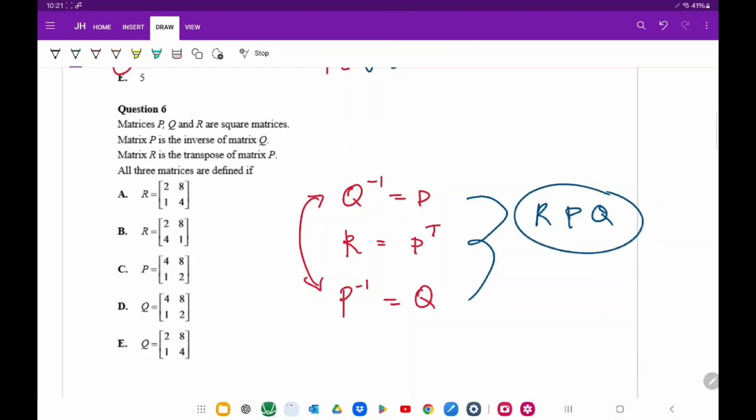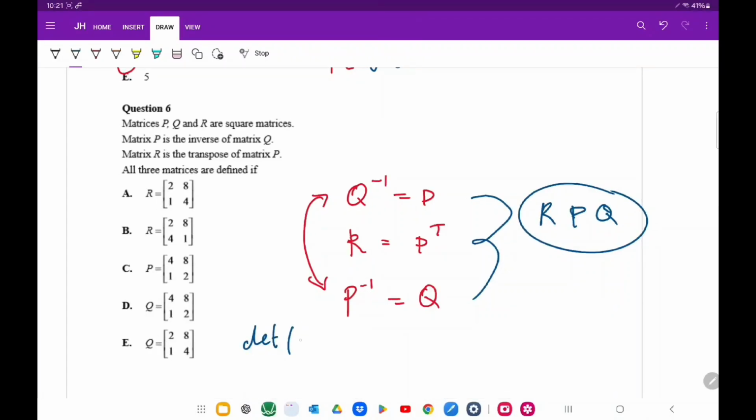So if one is not defined, the other one will also not be defined. Let's have a look at the determinants, because remember, if the determinant of a matrix is 0, it doesn't have an inverse, so its inverse is not defined. You can see with Q, you've got 2 times 4 minus 8 times 1. That's not defined. The determinant for this one is 0, and the determinant for this one is also 0.